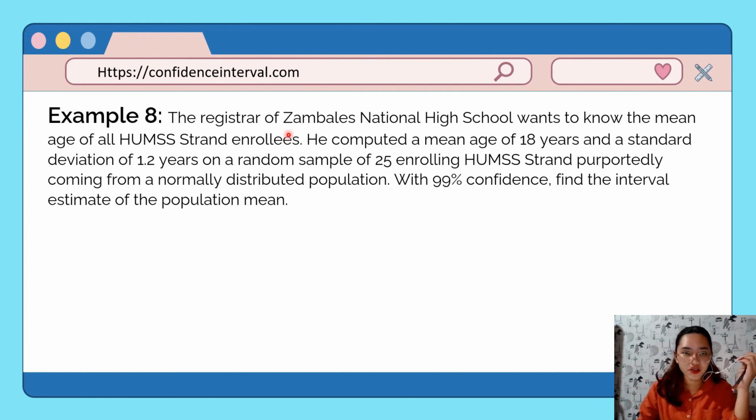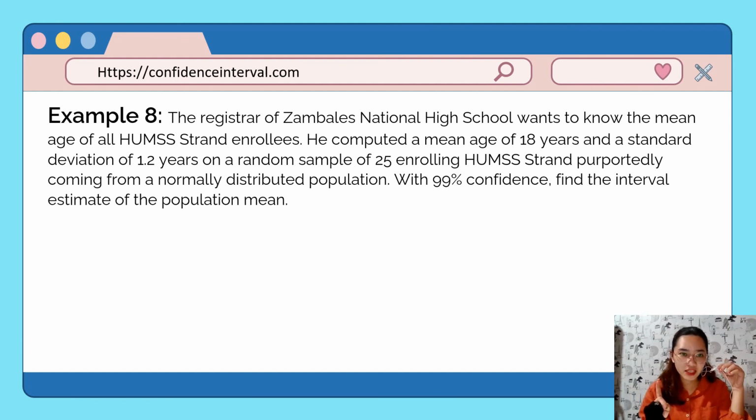Example, the registrar of Zambales National High School wants to know the mean age of all Strand enrollees. He computed a mean age of 18 years and a standard deviation of 1.2 years on a random sample of 25 enrolling Strand, purportedly coming from a normally distributed population. With 99% confidence, find the interval estimate of the population mean.